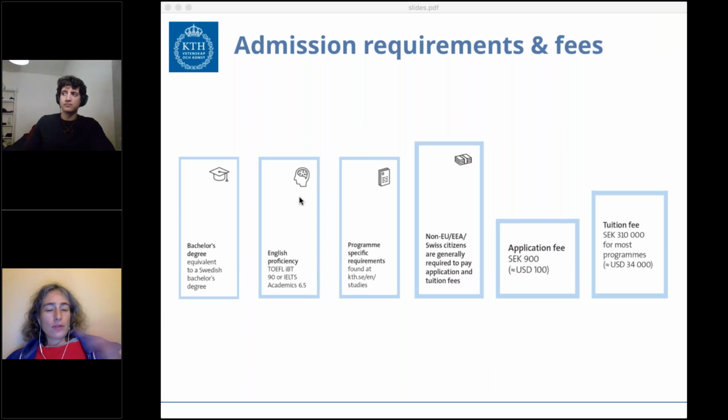Okay, so these are the requirements from the qualifications. There are also fees. For non-EU, non-EEA and non-Swiss citizens, you need to pay for the application and you need to pay tuition fees. The application fee is 900 Swedish crowns, and the tuition fee here is 310,000 Swedish crowns for most programs.